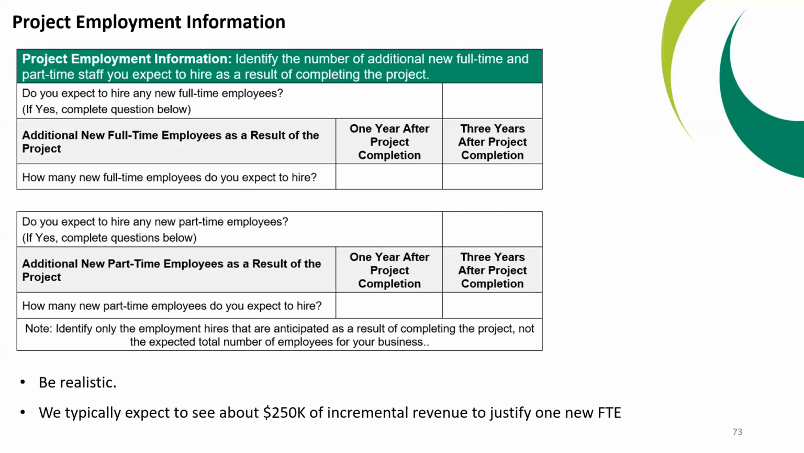And one thing we look at is we expect to see about $250,000 of incremental revenue to justify each new full-time employee. So just in terms of how the numbers work, that's kind of for most companies. Now, if your gross margin or net margin even is a lot smaller than average, then that number will need to be bigger to justify new employees. So like I say, be realistic.